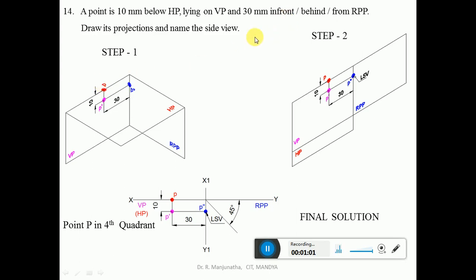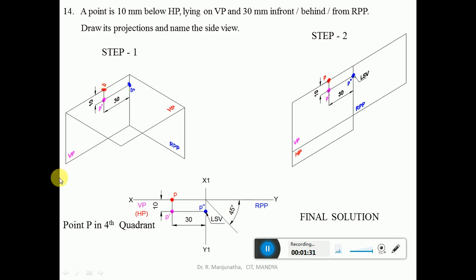And now you are considering the fourth quadrant. Since we are considering the fourth quadrant, the point is 30 mm in front of RPP. So you are looking from in front of RPP. When you look from in front of RPP, the point will be in front of RPP. So the distance in front of RPP, when you look from the front view, is seen in VP, and when you look from the top view we can see it in HP.